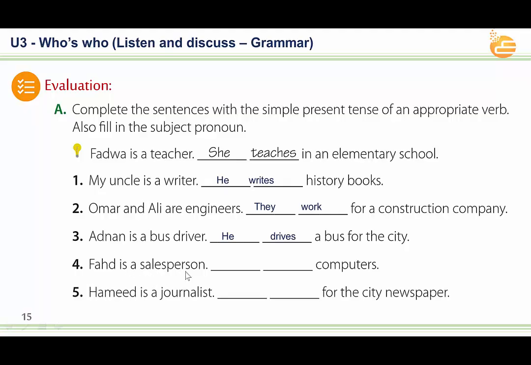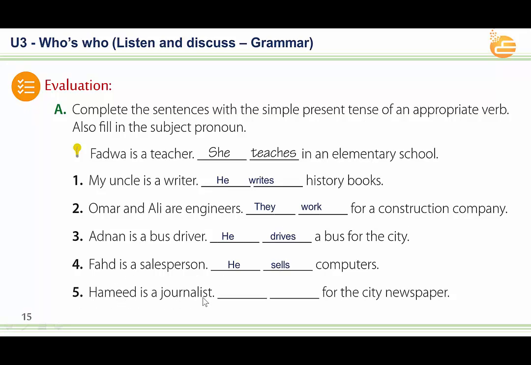Number 4. Fahad is a salesperson. Computers. So what do you think? What should we say here? Fahad. He sells computers. Excellent.